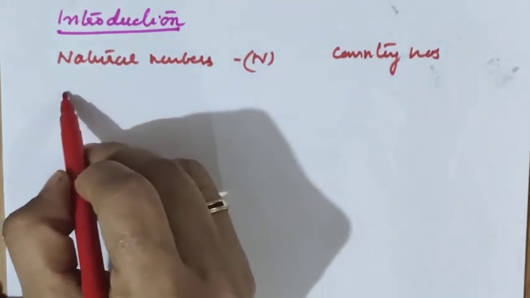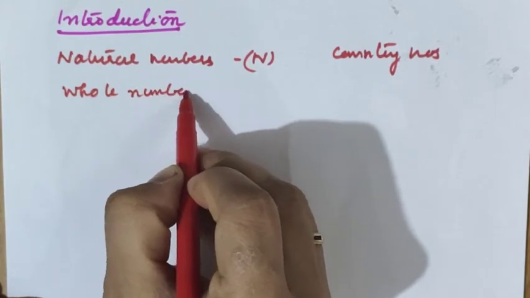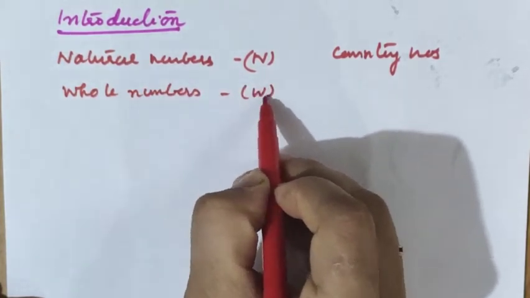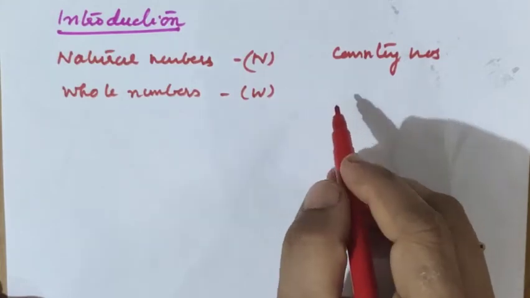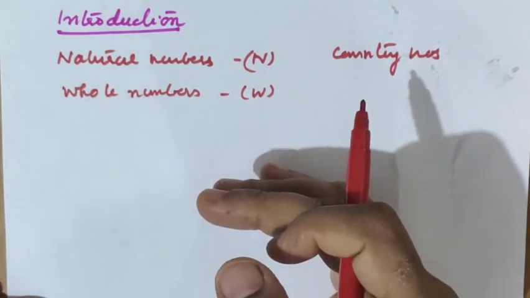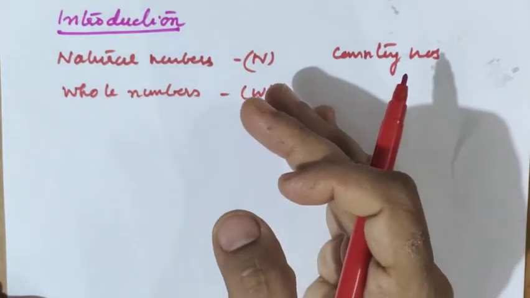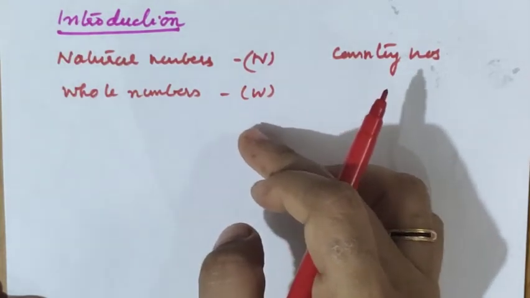Next we learned about whole numbers. In 6th class itself you learned about whole numbers, which are denoted by the letter W. What is the difference between natural and whole numbers? We have added 0 to the group of natural numbers, then we get the new group which is named whole numbers.